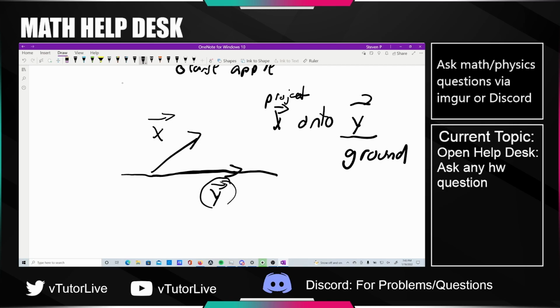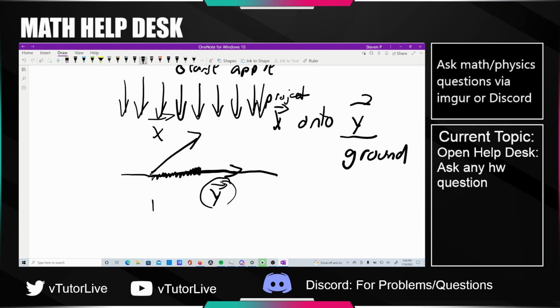And then there are going to be beams of light coming in perpendicular to Y. This is the sun's rays. They come down in a straight line. Let's say that X is like a tilted beam that's at an angle for whatever reason, and it's going to cast a shadow of whatever length. And this right here is the projection. So the projection is the shadow.